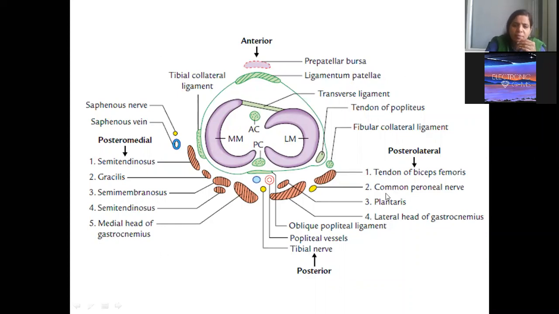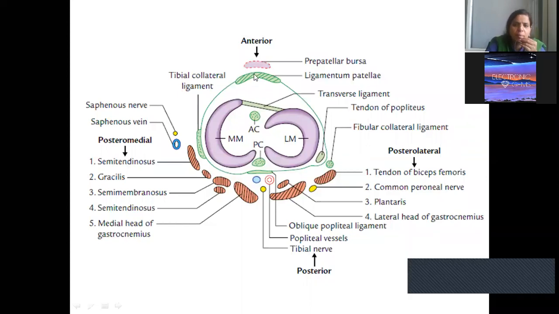This picture has been taken from Vishram Singh. Everything is written here. This is the transverse section of the joint, where you are seeing the superior end of the tibia. This is the anterior end, where you have the tibial tuberosity. This is the posterior aspect of the tibia. Then we have to check the condyles: this is the medial condyle, medial meniscus, lateral condyle, lateral meniscus. This is the ligamentum patellae. Anteriorly we have only one thing, right? Quadriceps femoris, ligamentum patellae. In front of that, we have the prepatellar bursa.